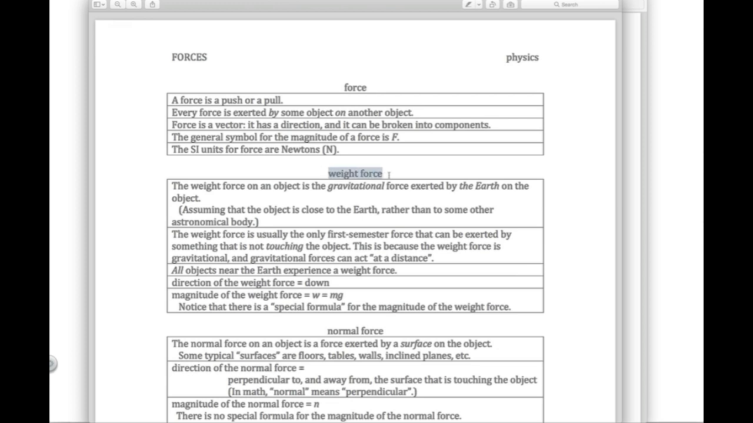Now here's some stuff that you need to know about weight forces. What is the weight force? The weight force on an object is the gravitational force exerted by the Earth on the object.